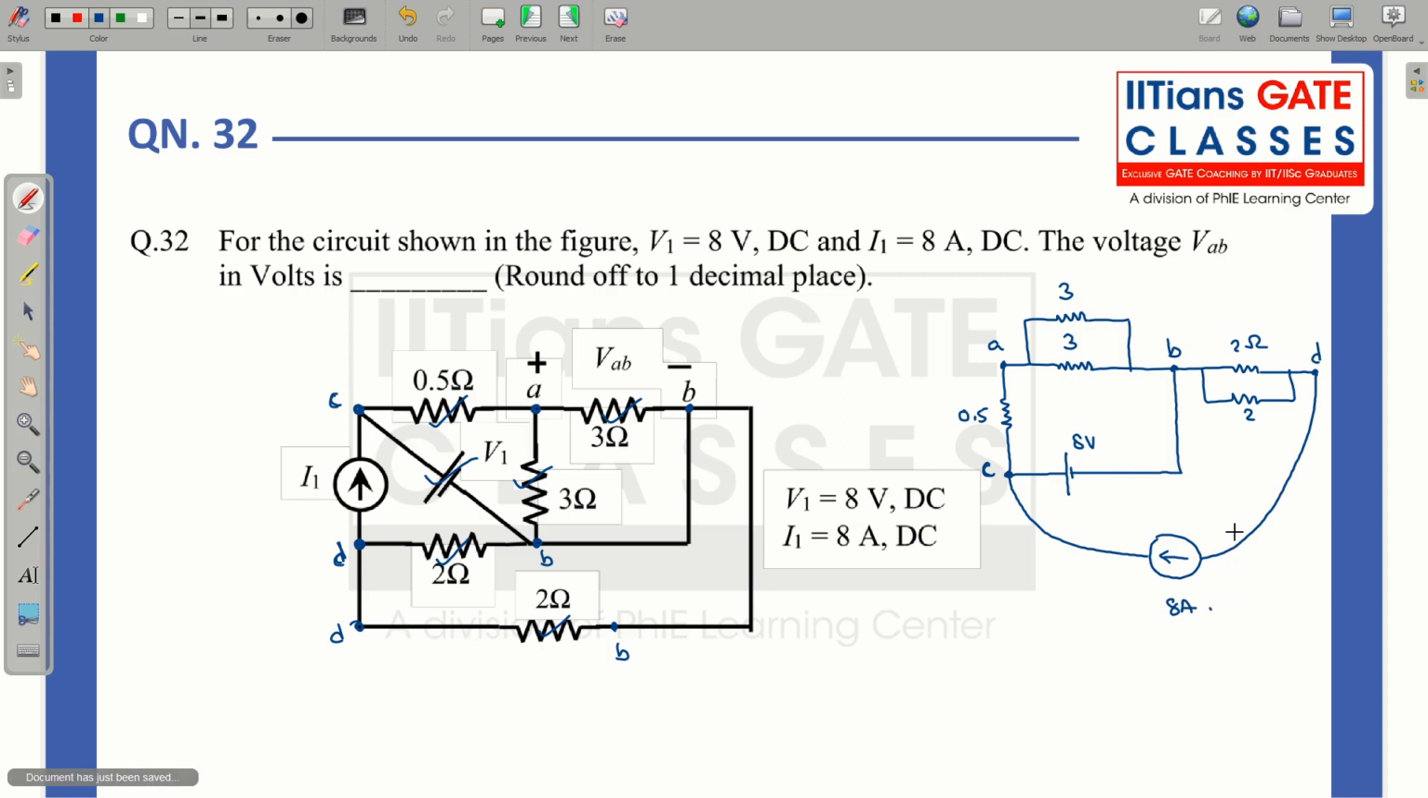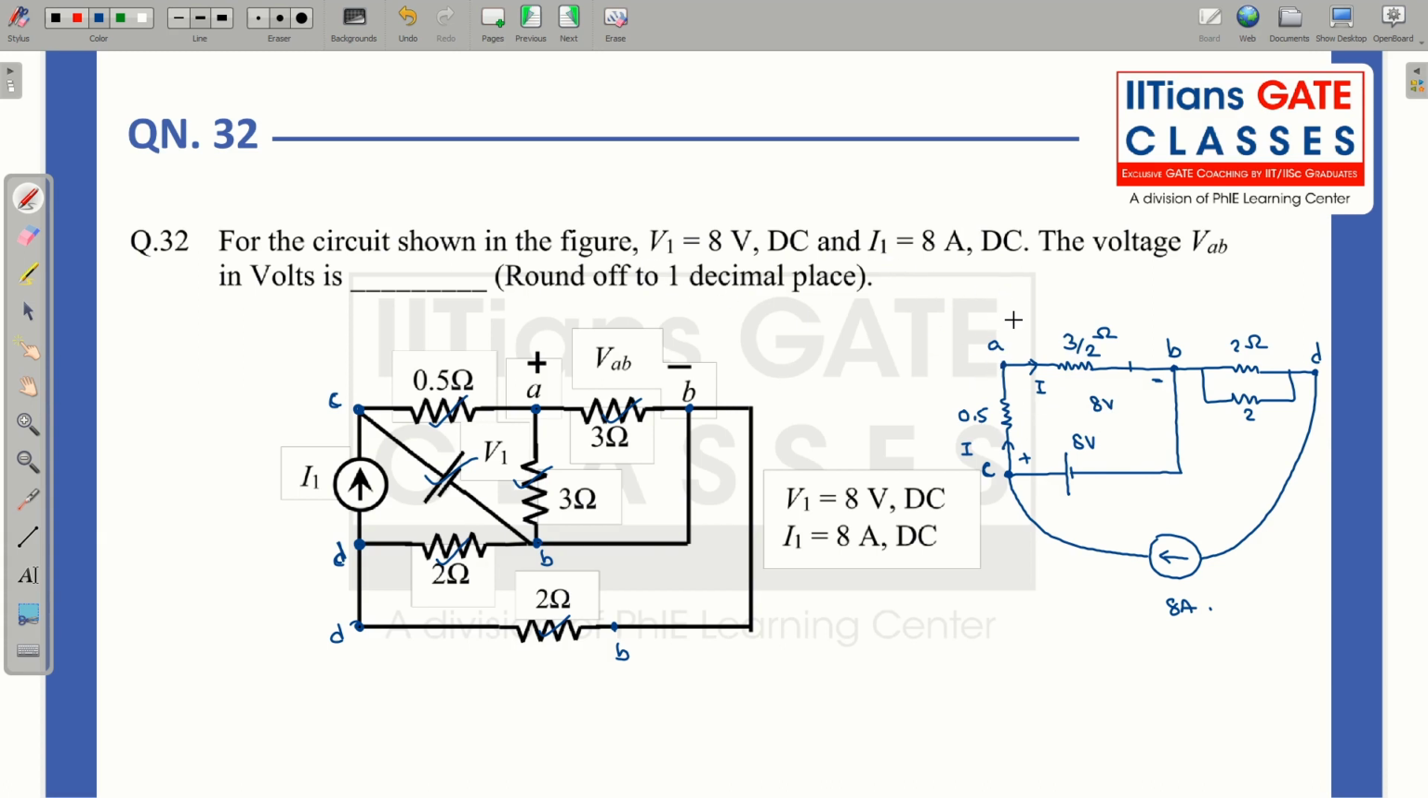Now if you see very carefully, this 3 ohm and 3 ohm, I can simplify it because they are in parallel. So I can write it as 3 by 2 ohm. And this point is 8 volt. So from the 0.5 ohm, current is flowing, and even from here current is flowing. In between this point C and B, I have 8 volt. So obviously these two resistances are in series, so I can apply voltage division rule.